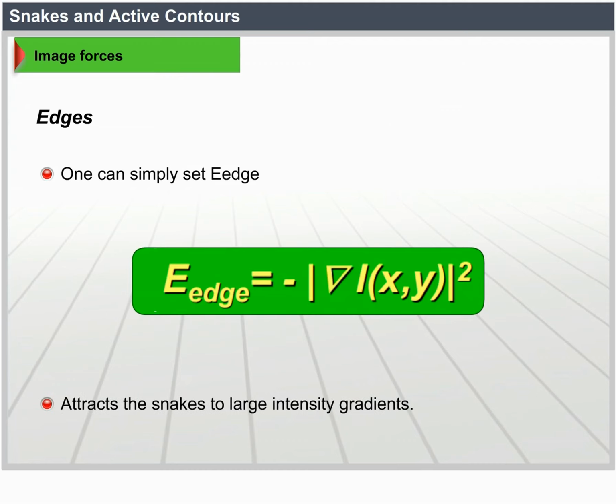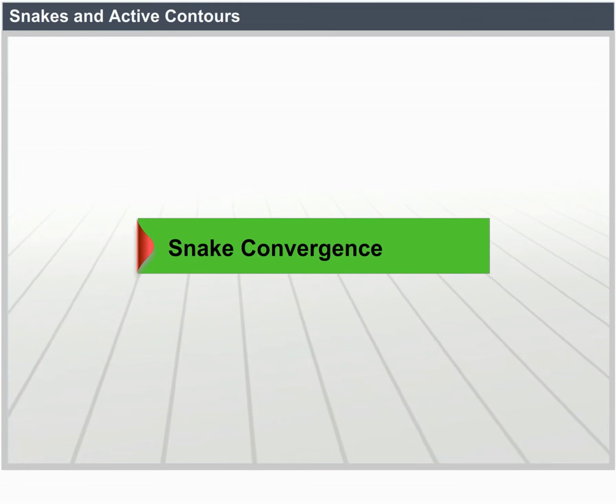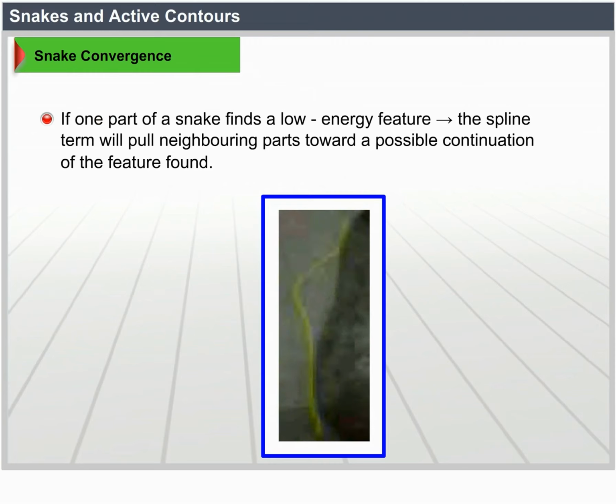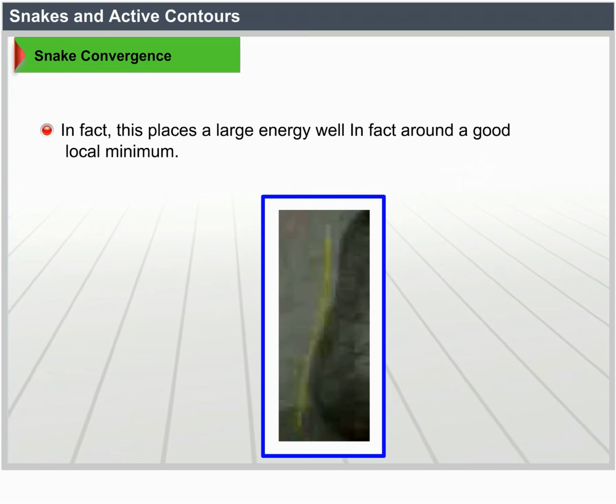Snake convergence. If part of a snake finds a low energy feature, then the spline term will pull neighboring parts toward a possible continuation of the feature found. In fact, this places a large energy well around a good local minimum.